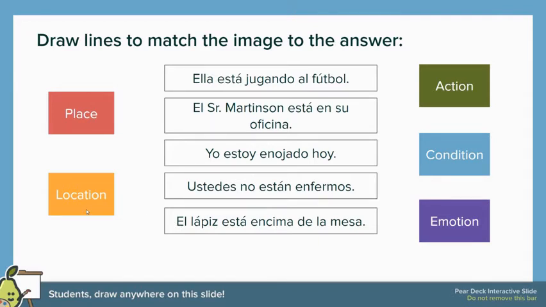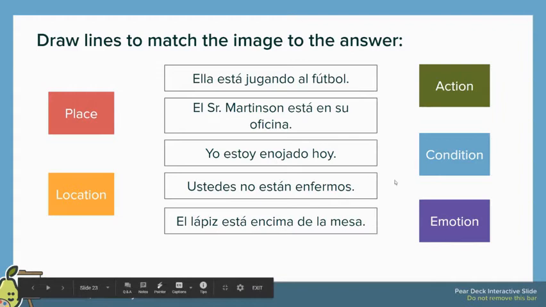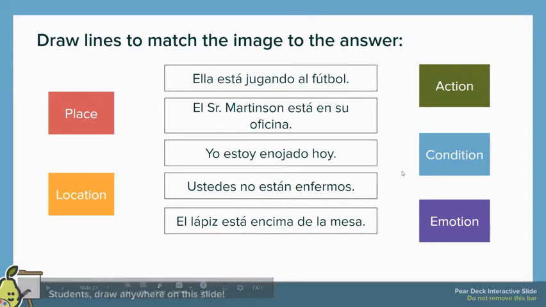How about for location? We should have picked the second sentence. El señor Martinson está en su oficina. His location, he is in the office. Action. This would be the top one. It uses the present progressive. Ella está jugando al fútbol. Condition. The fourth one down here. Ustedes no están enfermos. You are not sick. And the last one is emotion. And that leaves us with the middle one here. Yo estoy enojado hoy. I am angry today.